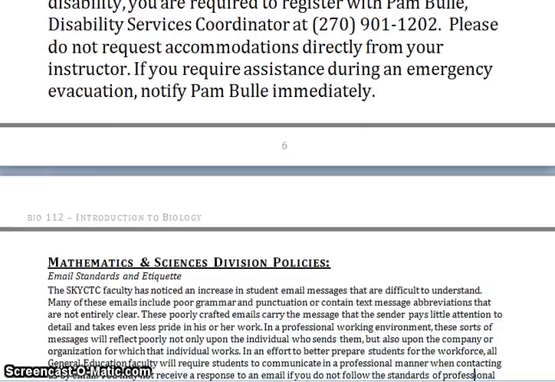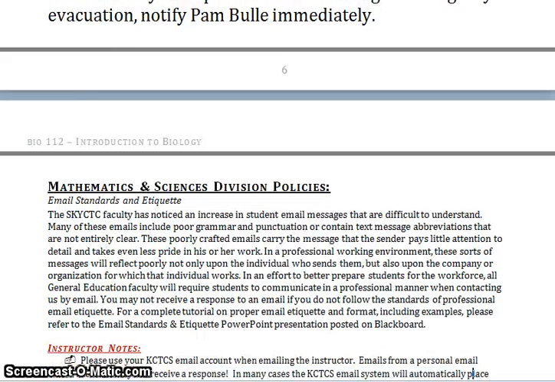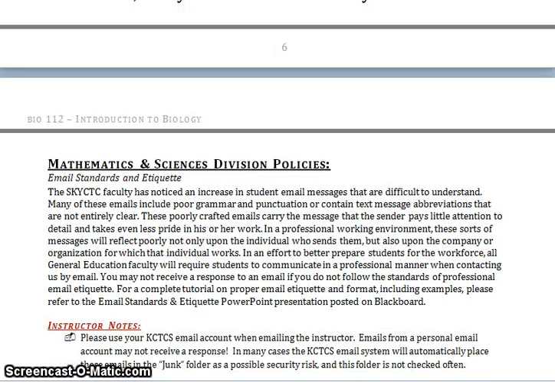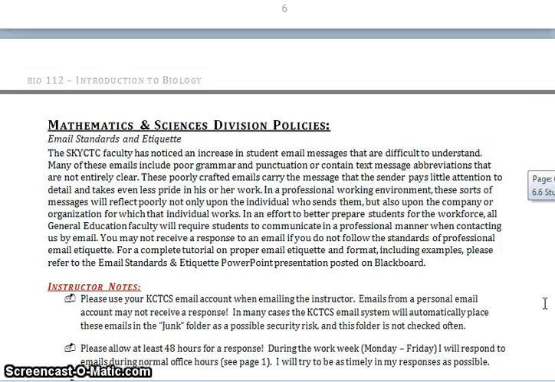Okay, math and science division policies, email etiquette. This one is really important, especially for an online class. Most of the times, the only way that I will know you is based on the emails that you send me. And whether we like it or not, our emails can be taken in positive or negative ways. So it's important for you, becoming a professional soon, to write professional emails.